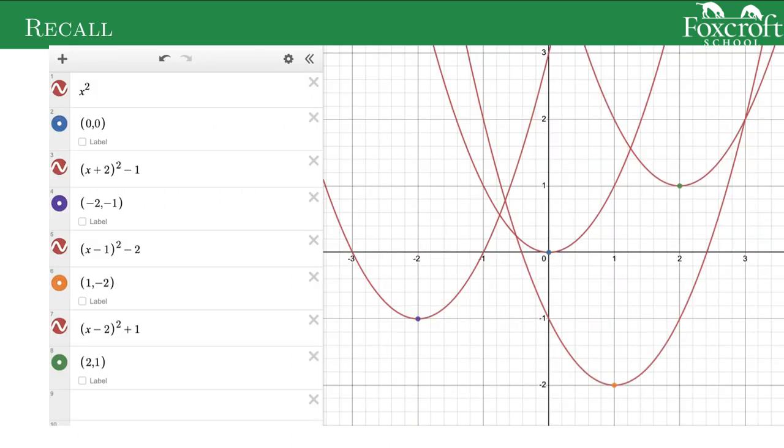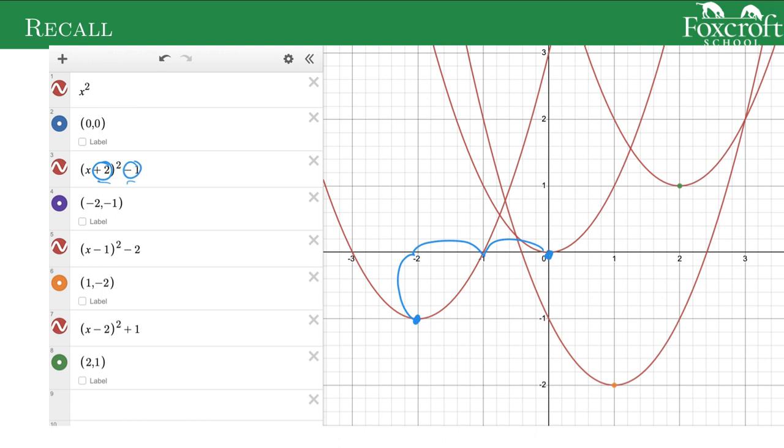All right, so first thing, recall about graph transformations. We learned this earlier on. We start with our normal x squared graph. That's this one with the blue dot here. If I add 2 in the parentheses and subtract 1, that's going to move my graph left 2, down 1 into this graph. And you see that starting point is the vertex of my quadratic. So knowing these values basically tells me the vertex.